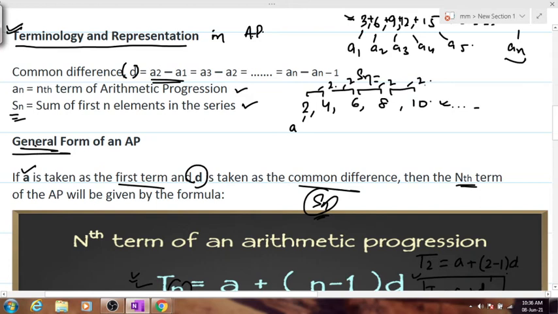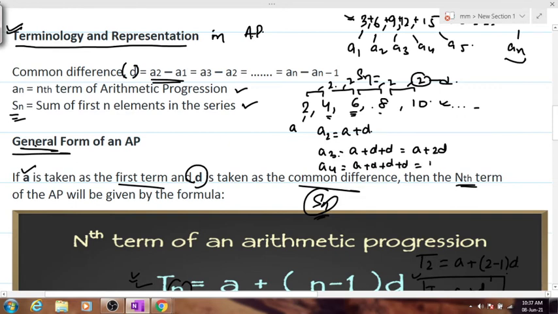Yes or no? So if we take that small 2 as d, can we write the second term, a2, as A plus d? Do you all agree? Yes, sir. The third term, can we write A plus 2d? a3 is equal to A plus d plus d, which is A plus 2d. Agreed? The fourth term will be how much? A plus d plus d plus d. Yes or no? A plus 3d.